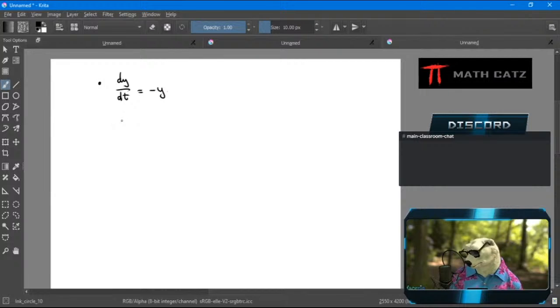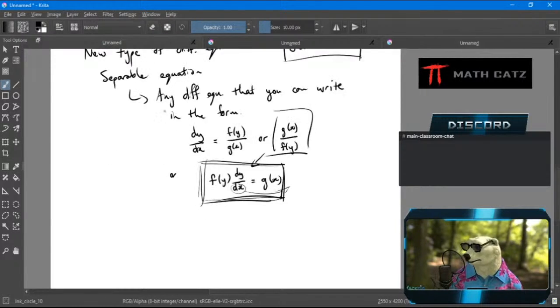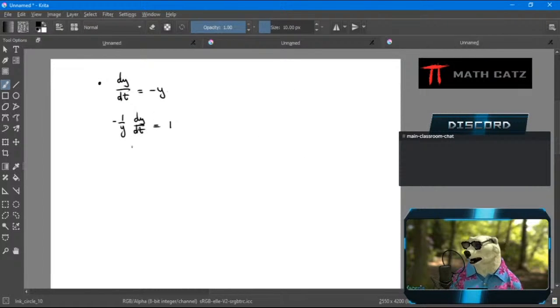So what I really have here is having to divide both sides by negative y to get negative 1 over y dy/dt equals 1. Now I see it, like the box, as a separable equation. I just have to move the dt to the other side to finish it. So negative 1 over y dy equals dt. Then I integrate both sides.